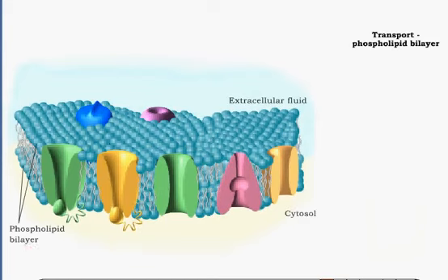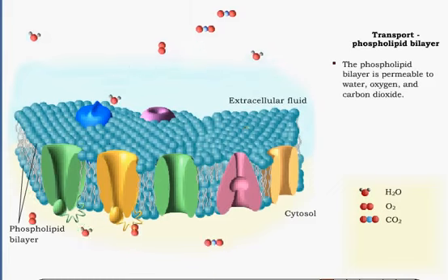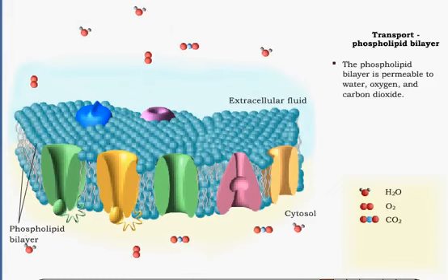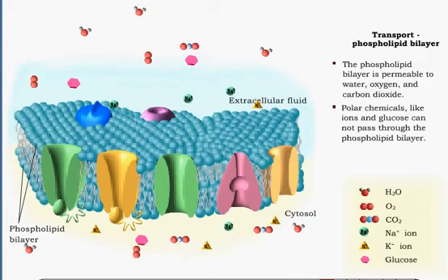Water and gases like oxygen and carbon dioxide can easily pass through the phospholipid bilayer. In other words, the membrane is permeable to these molecules. Charged or polar chemicals, such as ions and glucose, cannot pass through the bilayer.